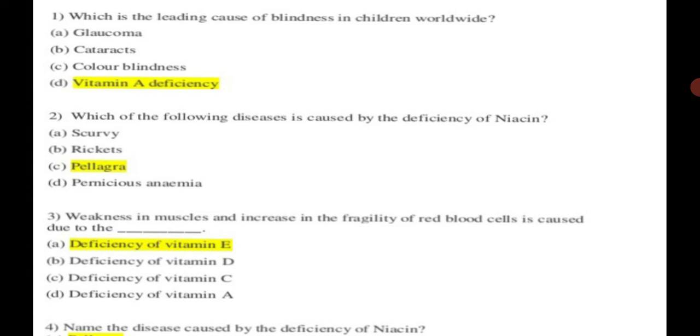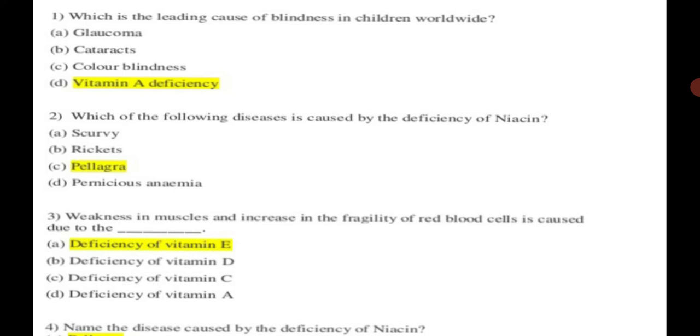The symptoms of this disease are triangle-shaped areas between the teeth showing redness of the gums. It is a vitamin C deficiency disease. Vitamin C is called ascorbic acid. The sources of it are lemon, orange, fruits and vegetables. Option B, rickets, is because of vitamin D deficiency, and option D is pernicious anemia.